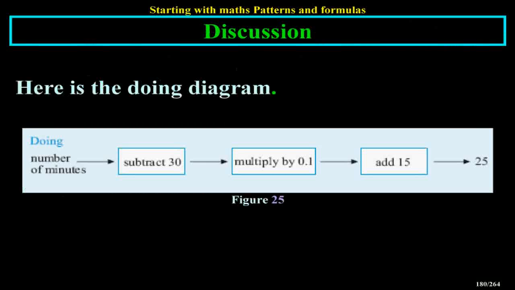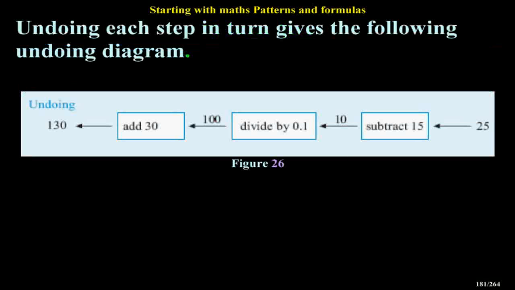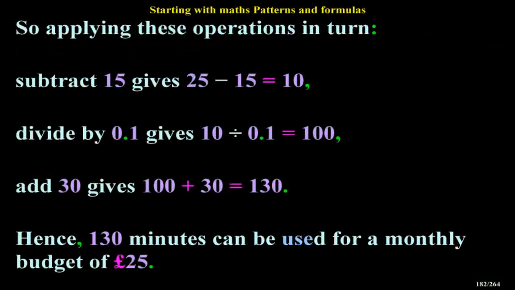Figure 25. Undoing each step in turn gives the following undoing diagram. Figure 26. So applying these operations in turn. Subtract 15 from 25 gives 10. Divide by 0.1 gives 10 divided by 0.1 equals 100. Add 30 gives 100 plus 30 equals 130. Hence, 130 minutes can be used for a monthly budget of 25.